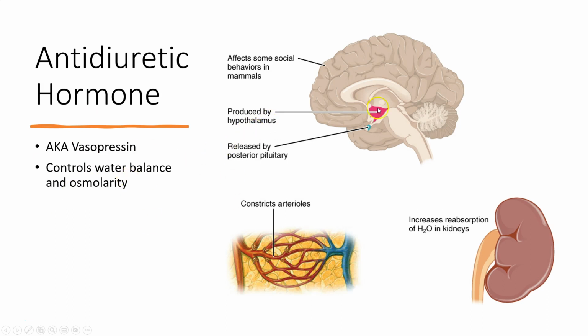It's produced by the hypothalamus, and it is released by our posterior pituitary. Its major actions are constriction of our arterioles, which increases blood pressure, and it increases reabsorption of water in the kidneys.